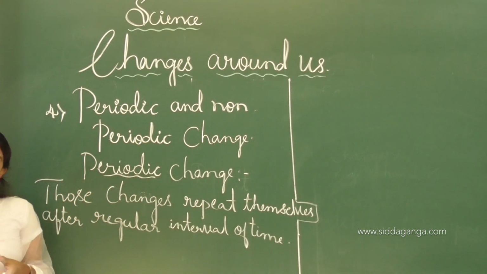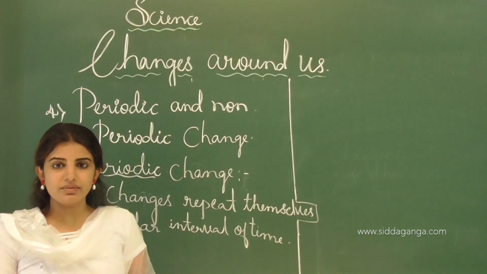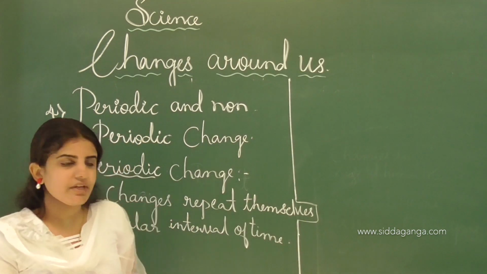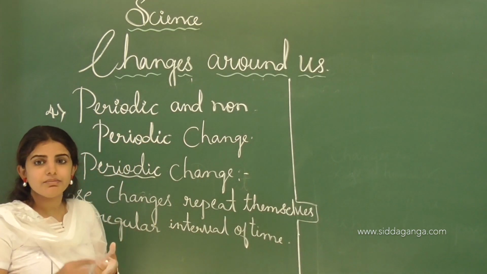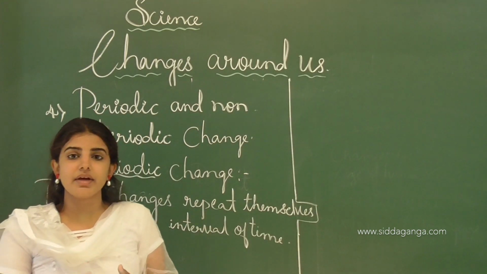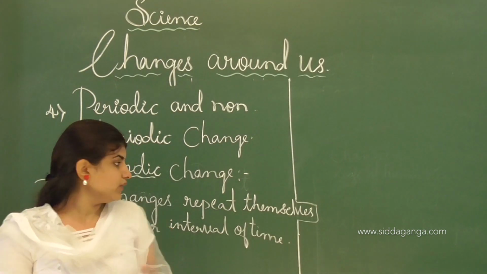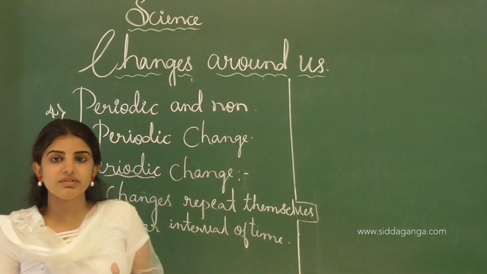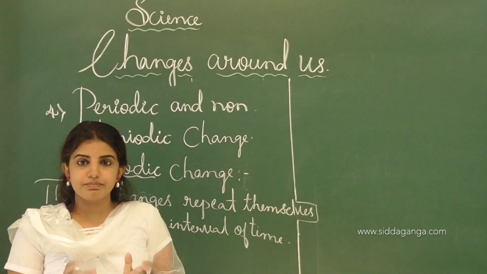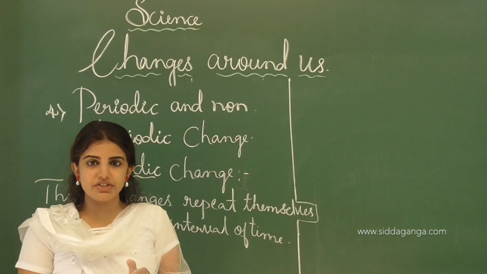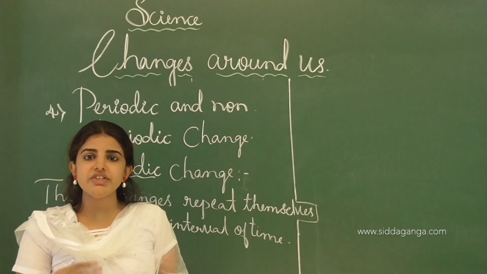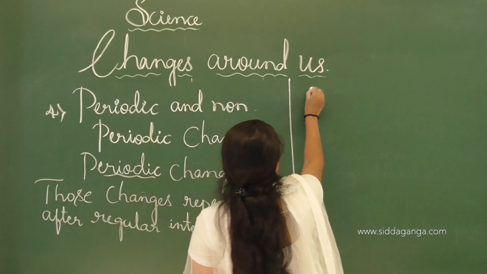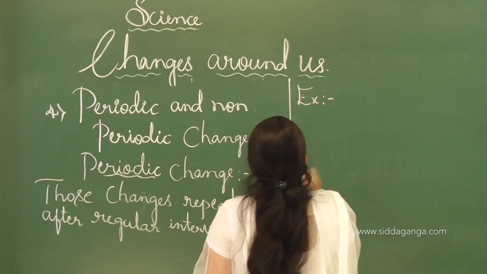Example is the sewing needle. During the sewing machine's operation, the needle will move at a periodic time. At regular intervals it will move, and also at regular intervals repeat itself. And a simple pendulum, for example. Periodic motion means periodic change will take place after each interval of time. See, these are the examples.